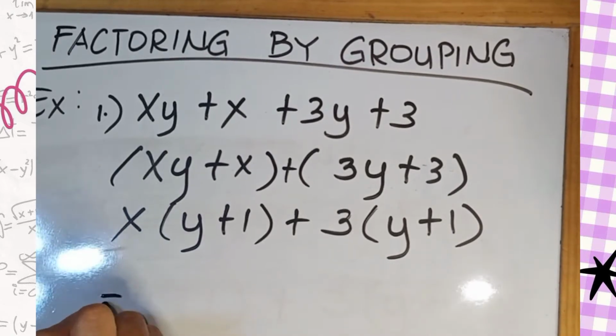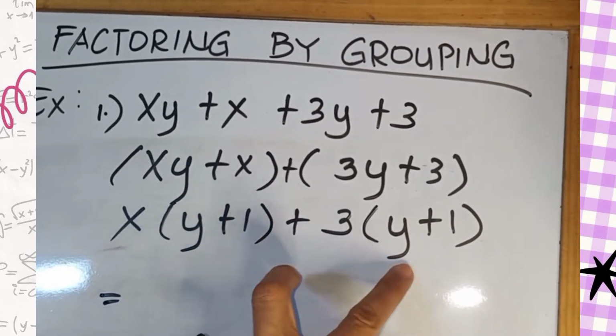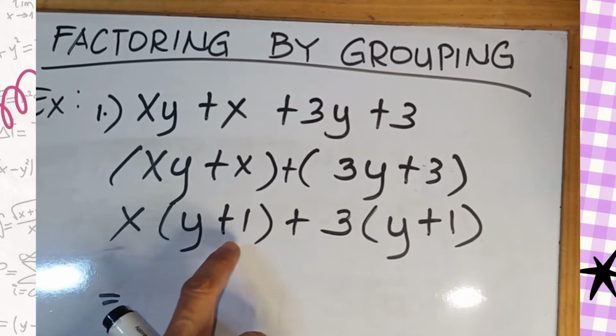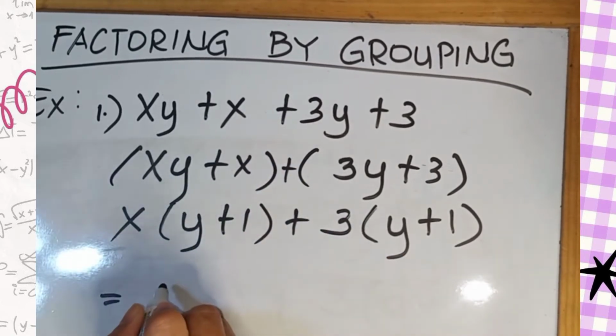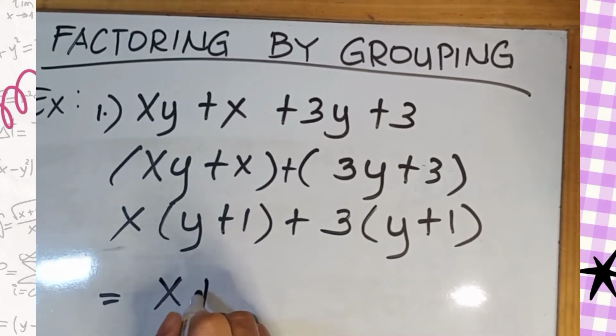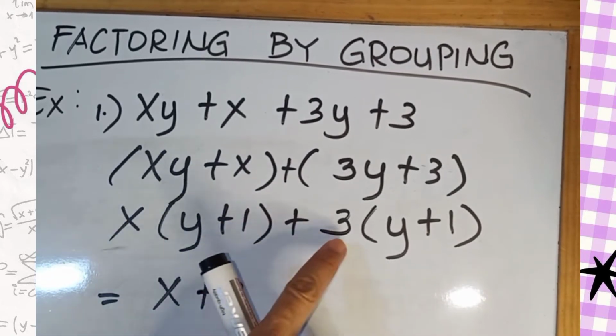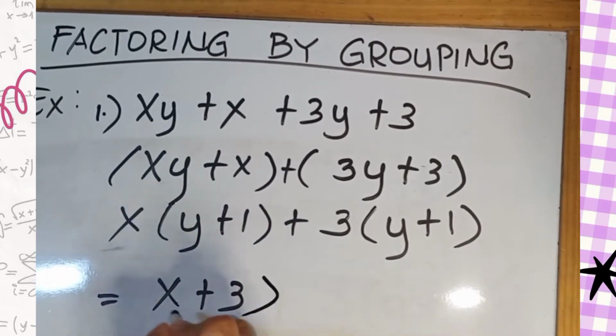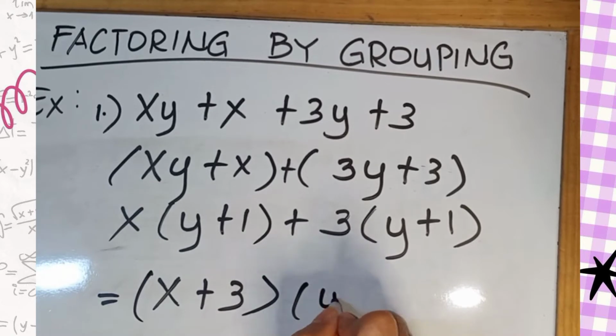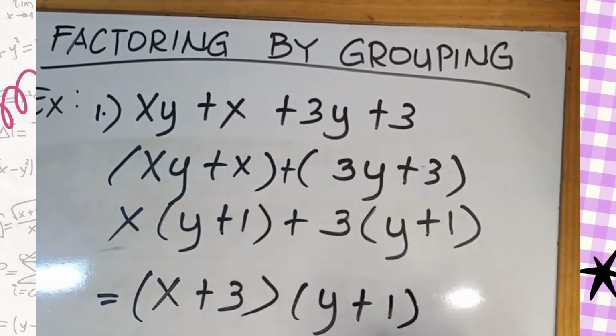So, therefore, since meron na silang common factor naman, which is y plus 1, our final answer will be x plus 3. Itong dalawang nasa labas, times y plus 1. So, this is now our final answer.